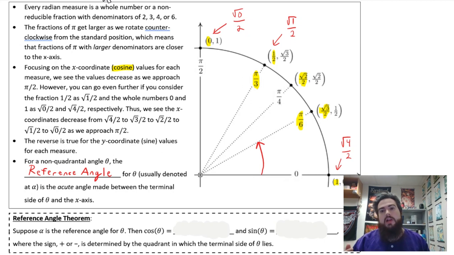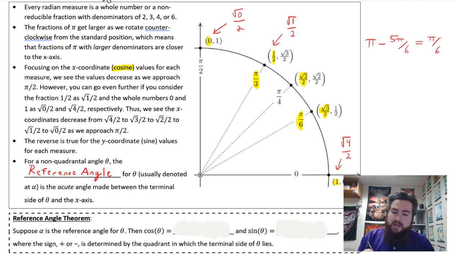Now, in quadrant 1, that means each angle measure is its own reference. For example, pi over 6, the distance to the x-axis, is also pi over 6. For all the other angle measures, that is also true. However, for the angle measures in quadrant 2, for example, from 5 pi over 6 down to pi, the difference there, if you subtract pi minus 5 pi over 6, is just pi over 6.